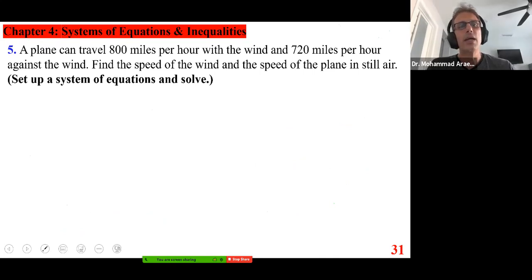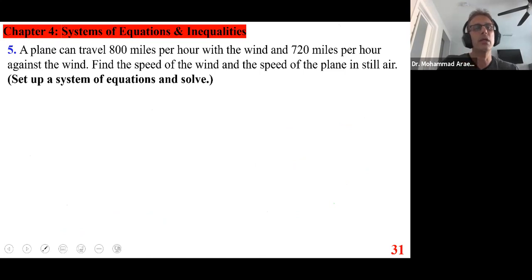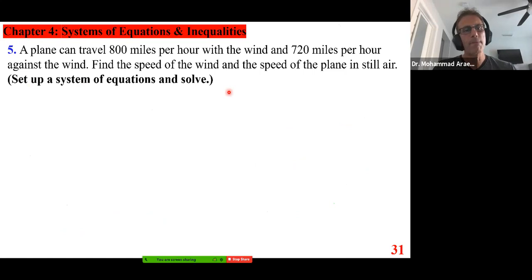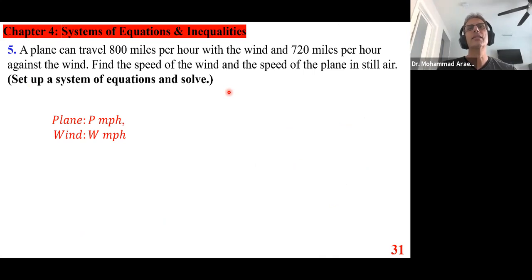A plane can travel 800 miles per hour with the wind and 720 miles per hour against it. We want to find the speed of the wind and the speed of the plane using systems of equations. Let P represent the speed of the plane and W represent the speed of the wind. By the way, we can go with x, y, any variable of your choice. In a simple case like this, I highly recommend you stick with the initials.